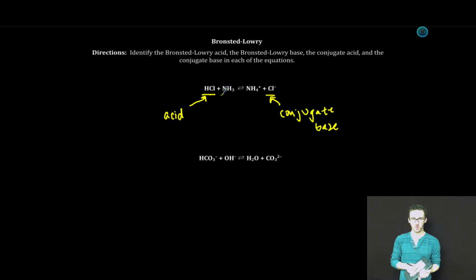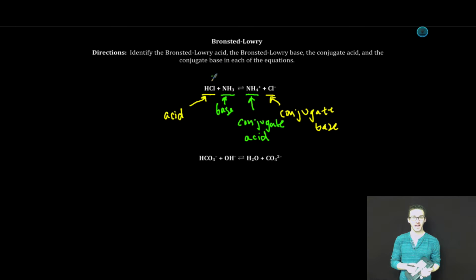Let's look now at ammonia, NH3, and think about what it becomes on the product side. Ammonium ion, NH4+. In order for NH3 to become NH4+, must it have donated a hydrogen ion or accepted a hydrogen ion? In this case, it accepted a hydrogen ion, making this a base and the ammonium ion conjugate acid.